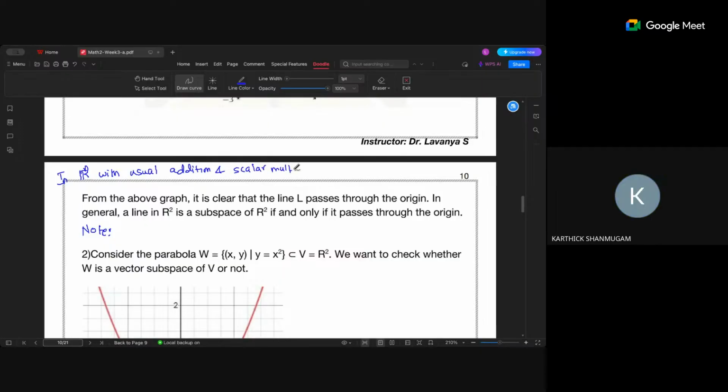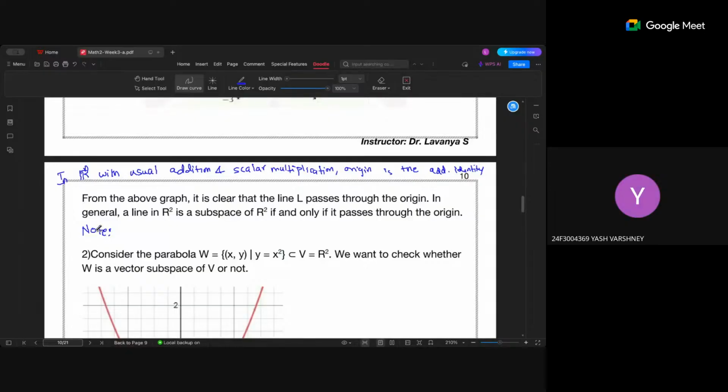Okay, with usual, not like the defined one. Okay, yes, understood. Origin is the additive identity. Okay, thanks, man. Now it makes sense. Thank you.